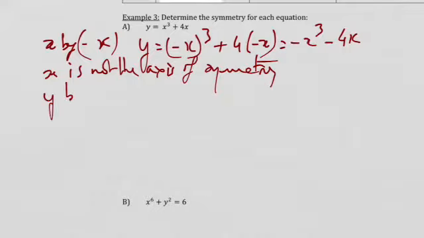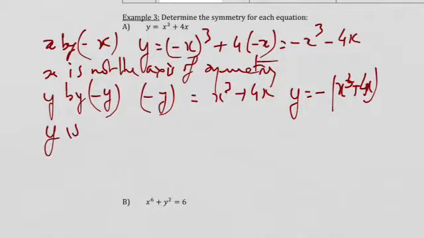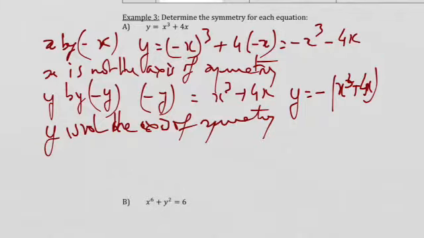Do we have y as the axis of symmetry? In that case, I need to substitute y by minus y. So I'm going to have minus y equal x cubed plus 4x. At the end of the day, that gives me y equal minus x cubed minus 4x. Obviously, y is not the axis of symmetry.